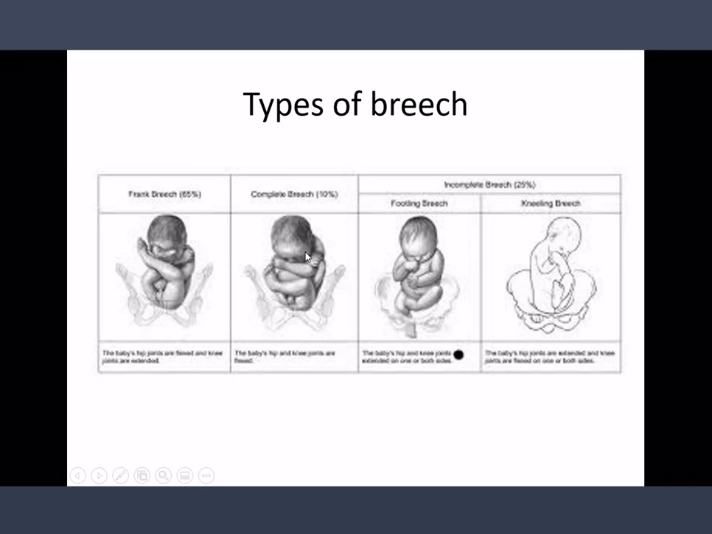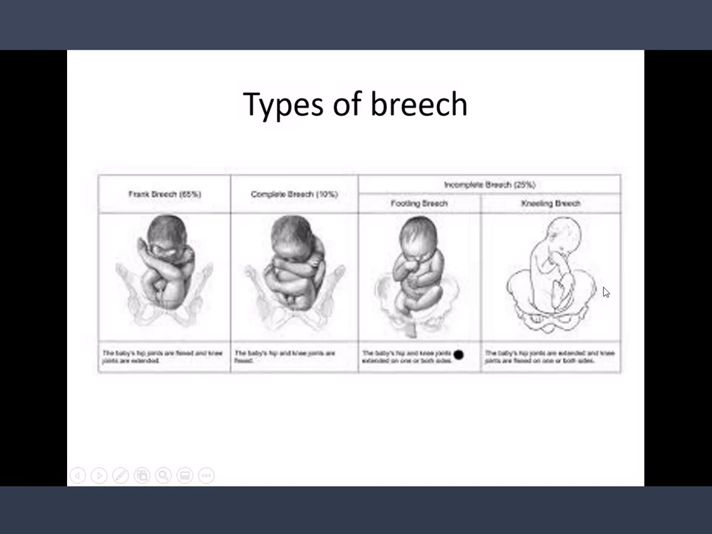In complete breech, the attitude of universal flexion is maintained. As you know, universal flexion is nothing but flexion at all joints of the fetus. You can see here, there will be flexion at the shoulder joint, flexion at the elbow joint. In lower limbs, there will be flexion at the hips, flexion at the knee joint. So the universal flexion attitude is maintained in complete breech.